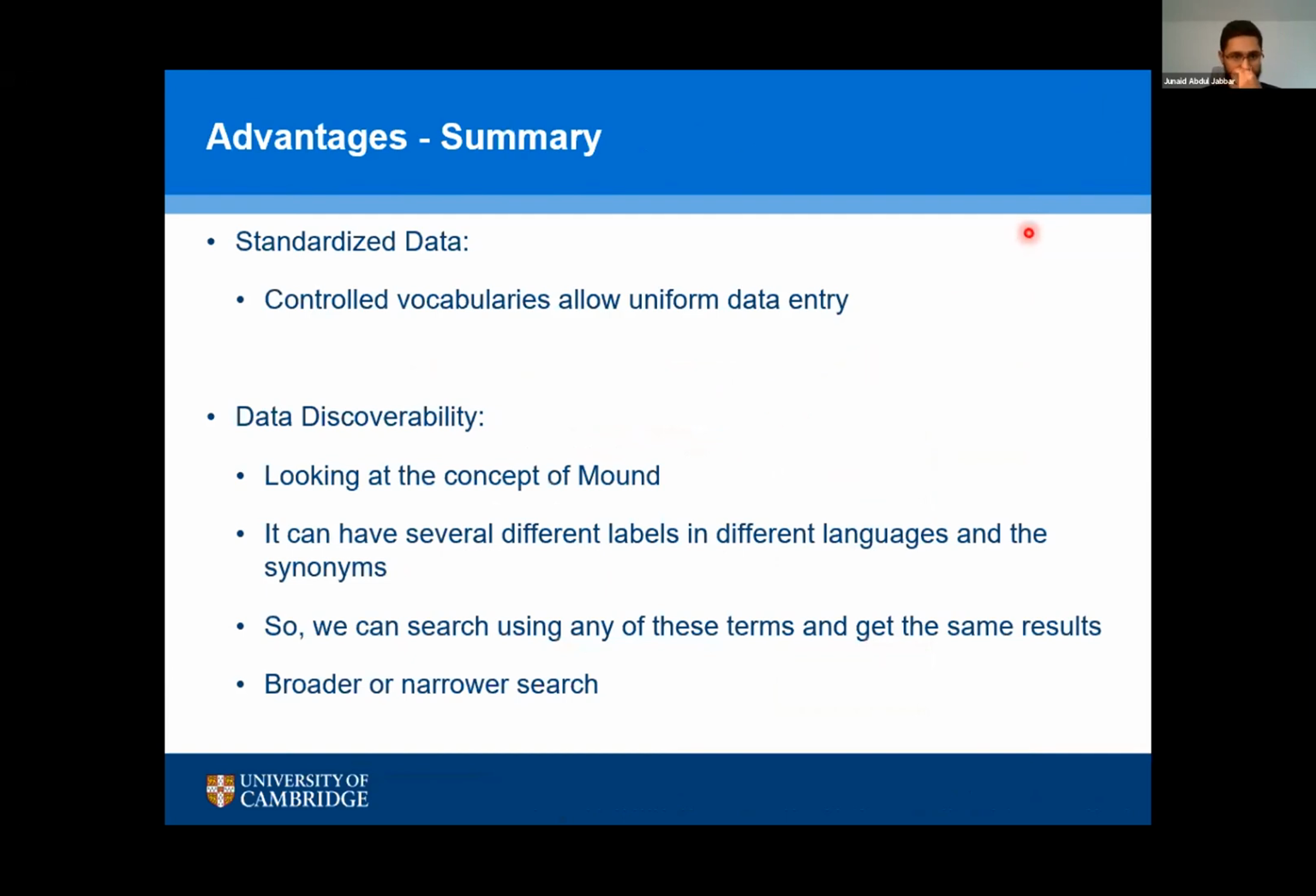So to summarize, what advantages are provided to us by these control vocabularies? It allows us standardized data entry. We have seen that we can restrict certain nodes within a resource graph so that no external value or open value is allowed to be populated within it. So control vocabularies allow uniform data entry.